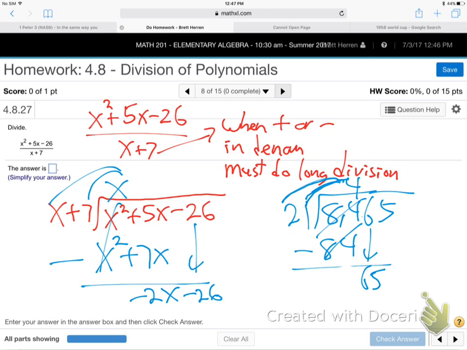Where would you look? Where would your eyes be focused here? The front and the front. Yeah, you always just look at the front and the front. You would just go right here and you go, okay, 2, 6. What can I put up here times 21 that'll make or go into 65? Right? Isn't that what you would think? What times 21 makes 65?